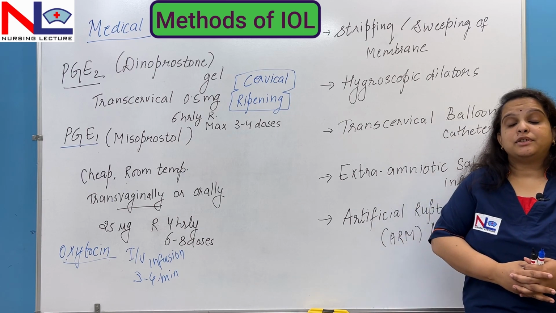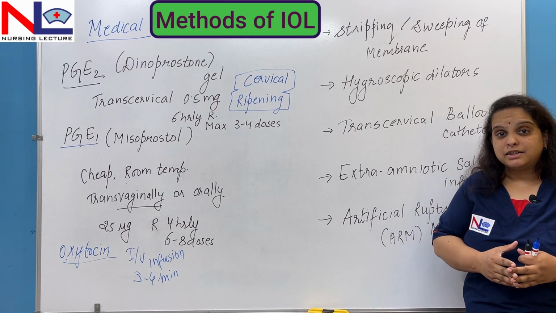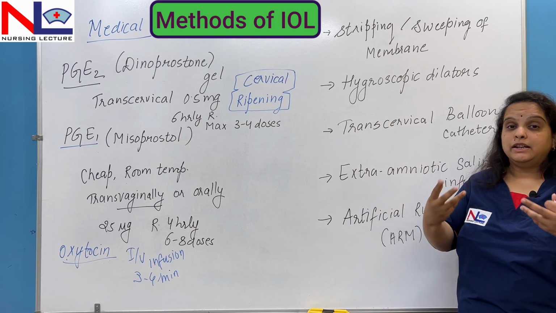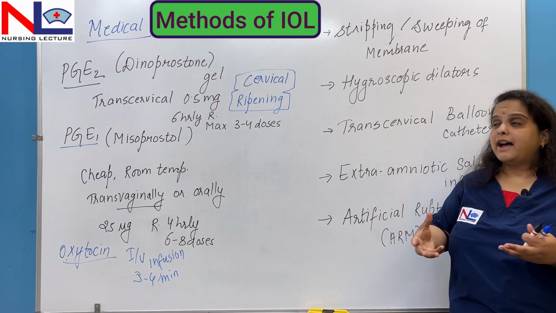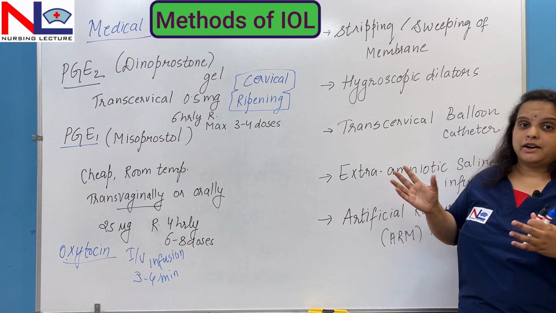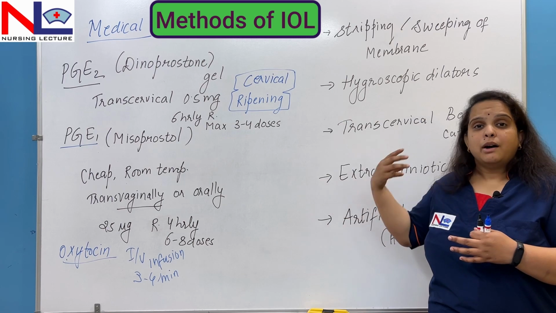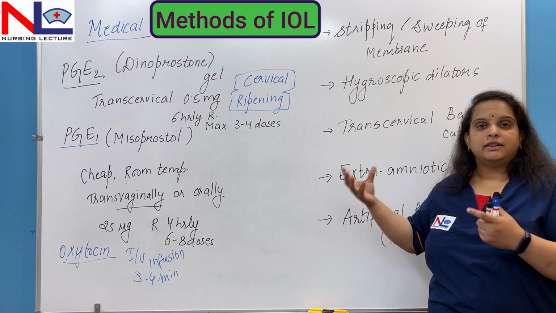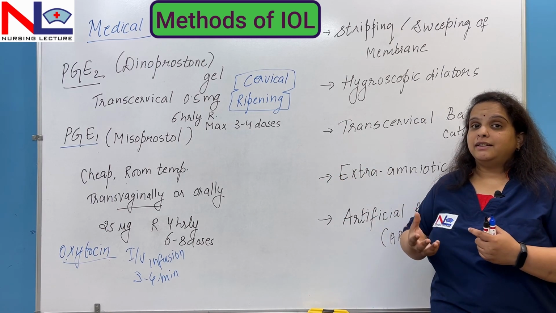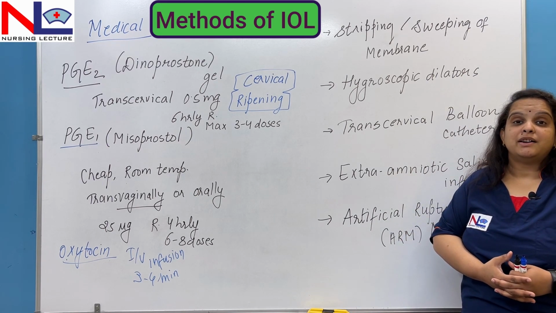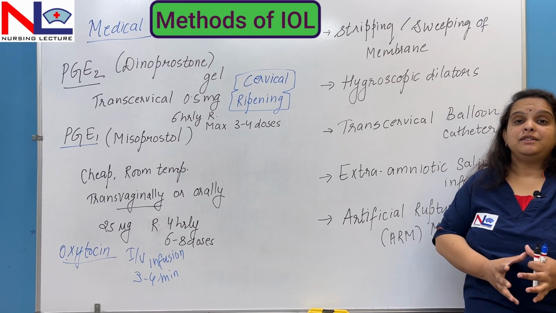So in this lecture, we discussed different methods: the medical method, where by the use of drugs we can induce uterine contraction, and the other methods where we are not using any drugs, or maybe we can combine the medical method and the other methods to induce the labor process. So this is the third and last part, where we have seen the different methods.